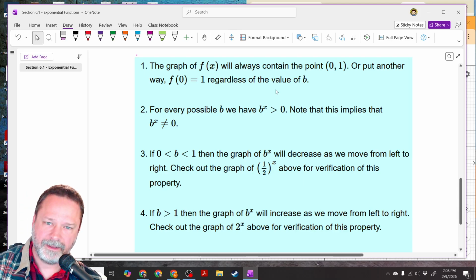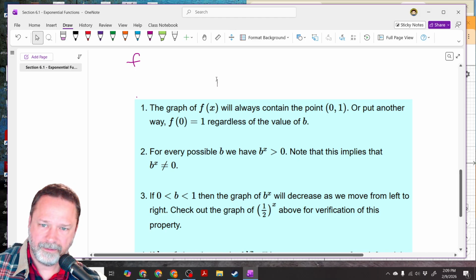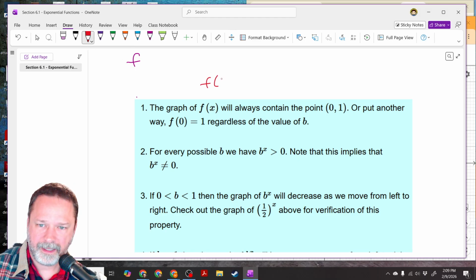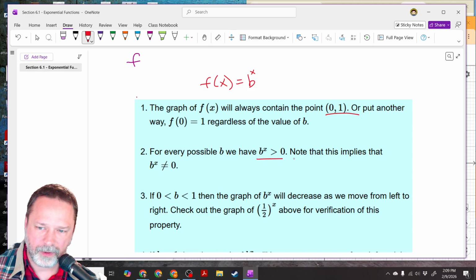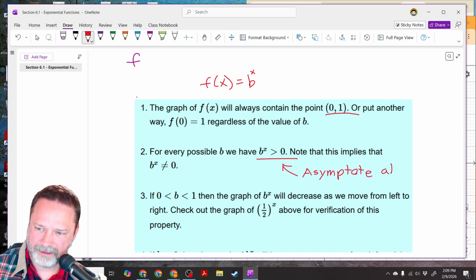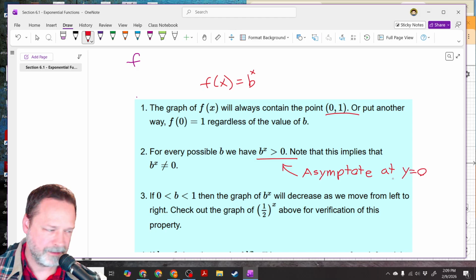The graph of f of x, again, assuming we're dealing with a basic exponential function, something in this form, b to the x, f of x equals b to the x, will always contain the point (0, 1). We saw that. Our values are always greater than 0, and we have an asymptote, a horizontal asymptote at y equals 0. That's something to notice too.